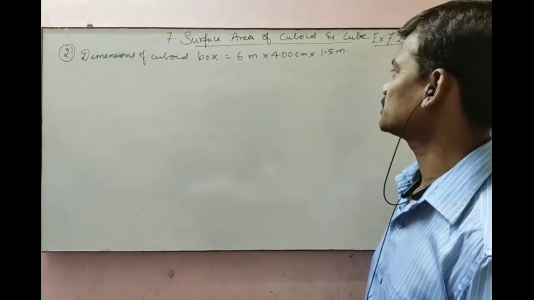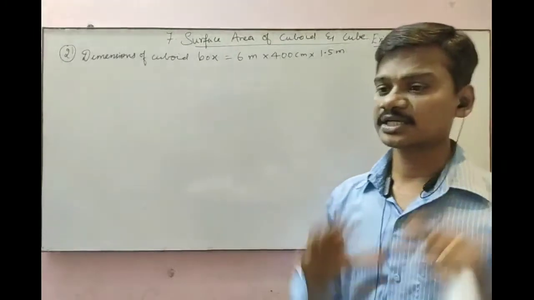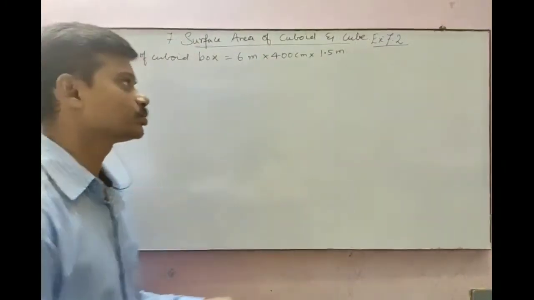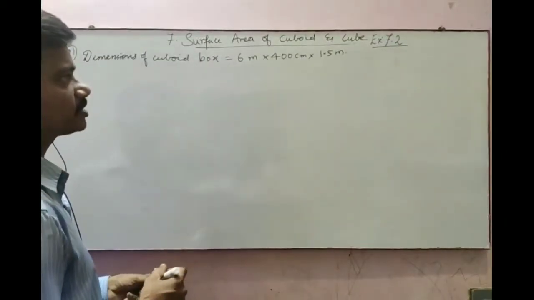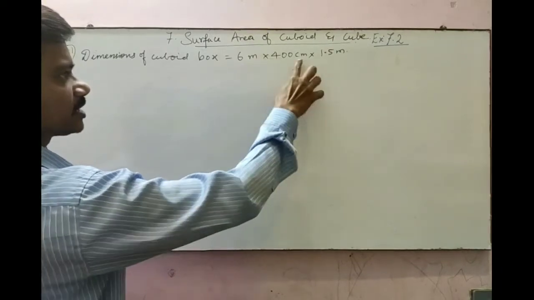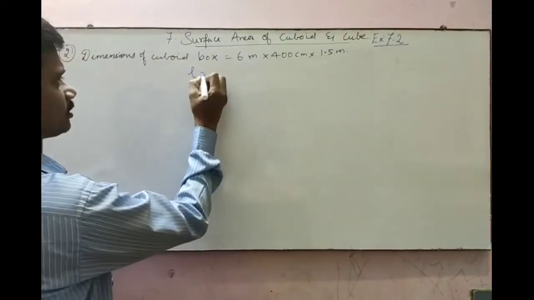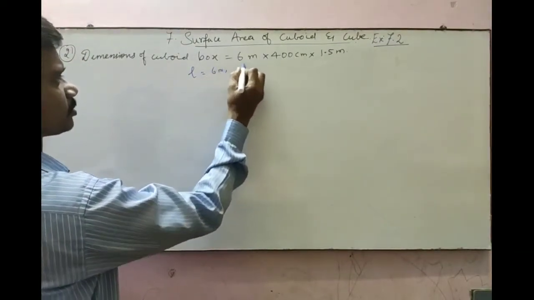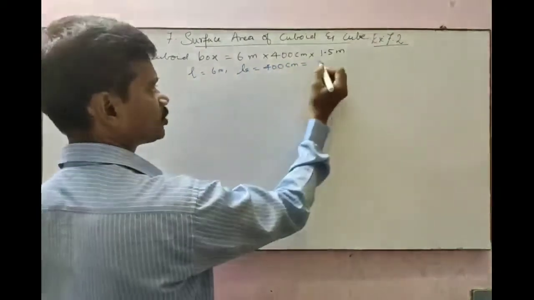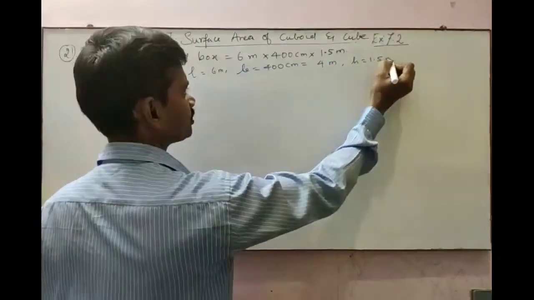Next, in the second sum, the dimension of the cuboidal box is 6 meter into 400 centimeter into 1.5 meter. Find the cost of painting the entire outer surface at the rate of 22 rupees per meter square. The question is given in meter. One dimension is given in meter, the other one is in centimeter, again the third one is in meter. So first we have to assume the length is 6 meter, breadth is 400 centimeter. That can be converted into meter. So you will get 4 meter, and height is equal to 1.5 meter.